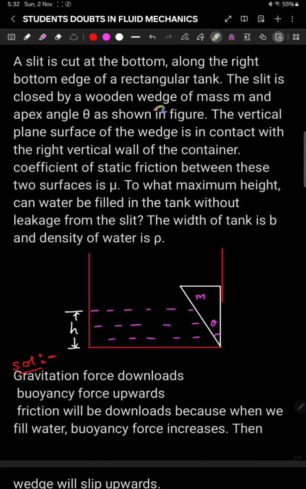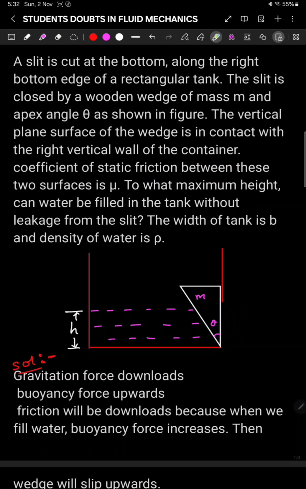This slit is closed by a wooden wedge of mass m. It was the wooden wedge having mass small m and apex angle theta. The vertical plane surface of the wedge is in contact with the right vertical wall. This vertical surface of the wedge is in contact with the right vertical wall, and it is the hole of the container.